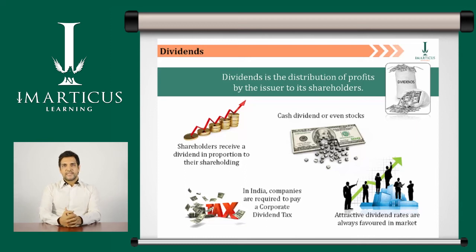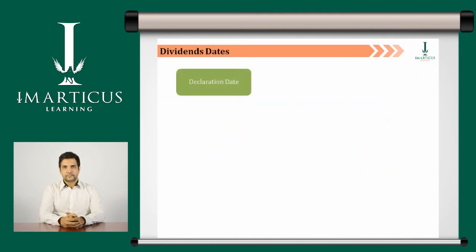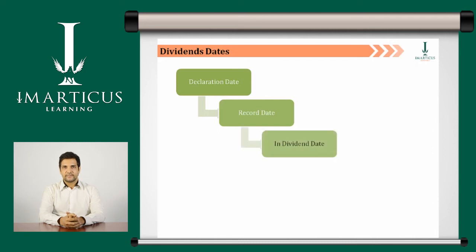We'll now see the important dates with regards to dividends. Declaration date, the date on which the board of directors announce the payment of dividend. Record date, the date on which the company determines the shareholders who are eligible for dividend payment. Ex-dividend date, it occurs just one day before the record date.